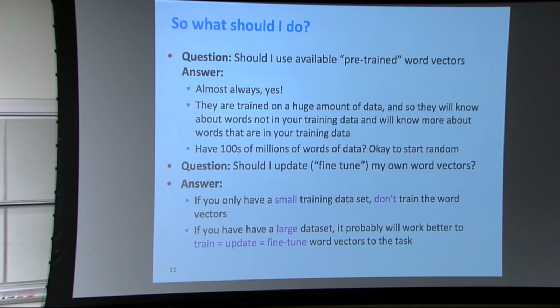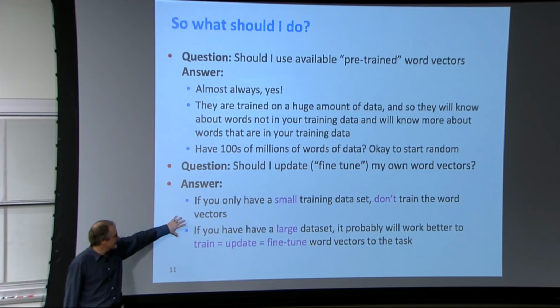Okay, so then the second question is, I'm using pre-trained word vectors. When I train my supervised classifier, should I push gradients down into the word vectors and update them, which is often referred to as fine-tuning the word vectors? Or should I not? Should I just throw away those gradients and not push them down into the word vectors? And the answer to that is it depends, and it just depends on the size.